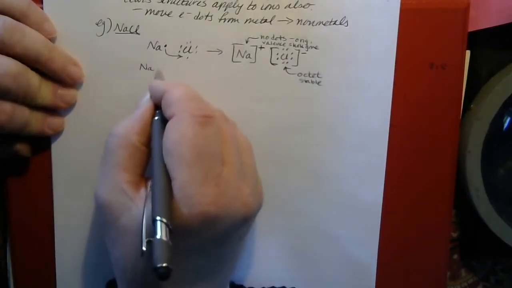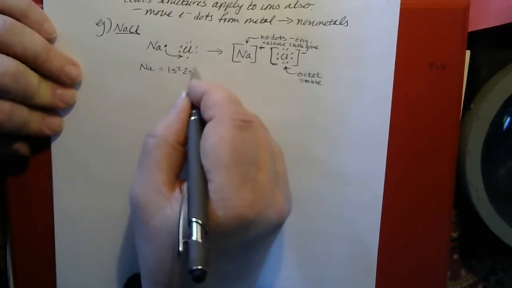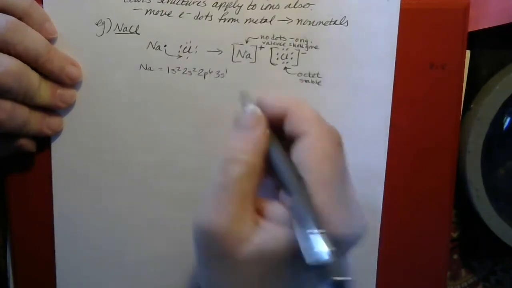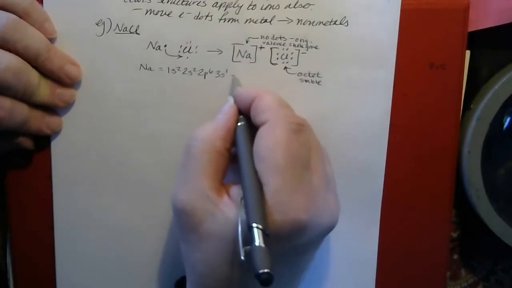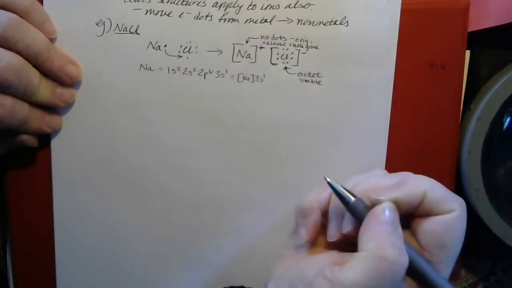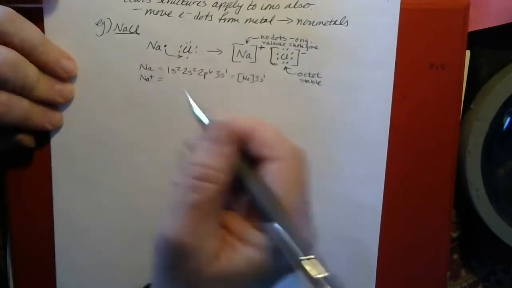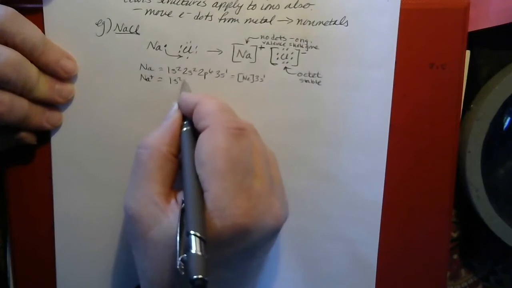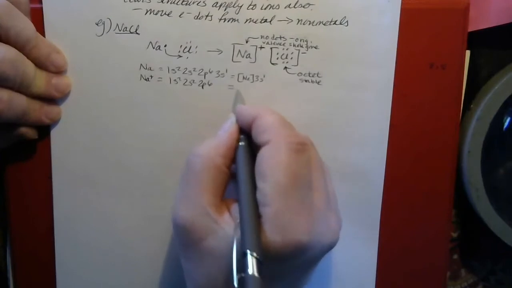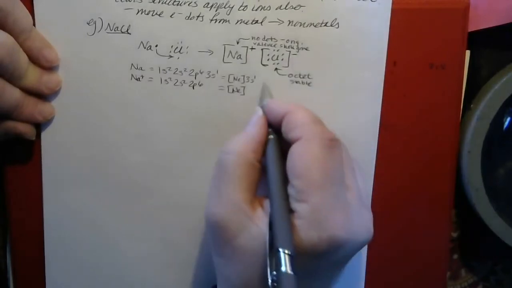Looking at the electron configurations, again, sodium has 11 electrons, so it's going to have a configuration of 1s2, 2s2, 2p6, 3s1. And that is equivalent to neon with the 3s electron added on. Sodium plus has lost an electron, so it has 10 electrons total. And that's just 1s2, 2s2, 2p6. And that would be just the configuration of neon.